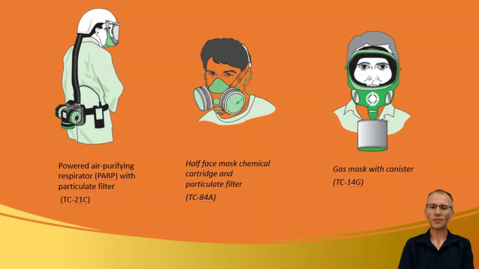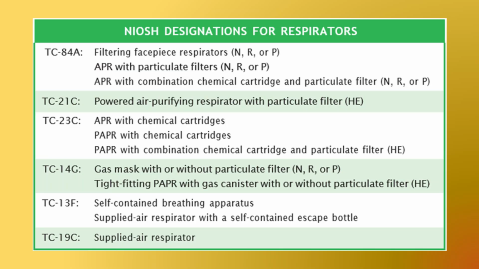On the current image, you're seeing 3 different types of respirators. On the left, we have the powered air purifying respirator, PAPR, with particulate filter. In the middle, we have the half face mask chemical cartridge and particulate filter. And on the right, we have a gas mask with canister. The current chart is showing NIOSH designations for respirators. Take a few moments to review the chart and look at the different designations given by NIOSH for the respirators.